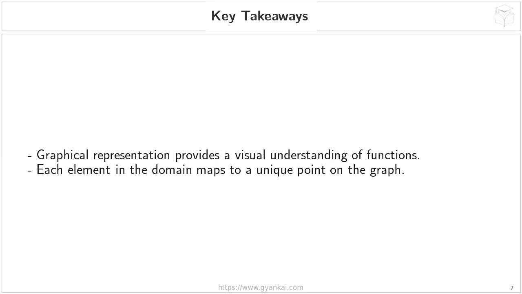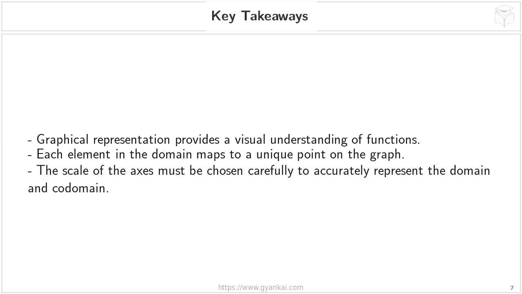Each element in the domain maps to a unique point on the graph. This is a fundamental concept. Remember the domain? That's the set of all possible inputs for our function. Each of those inputs, each element in the domain, gets transformed by the function and results in one specific output. That input-output pair becomes a single point on our graph. So, every point on the graph represents a mapping defined by the function.